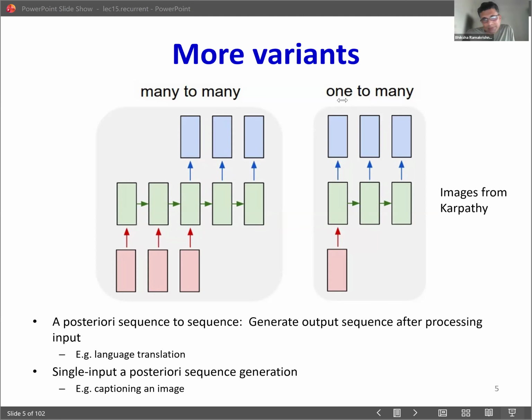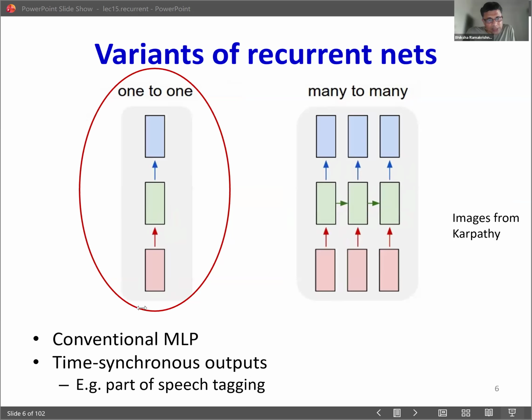I've helpfully put some examples. Machine translation is the one on the left because the input is a sequence as well, right? And the output is a sequence. This would be captioning. You have a single image, you have to generate an entire text, right? So you see, they're all recurrent networks, but small changes in architecture can make them apt for different problems. So let's look at each of these first.